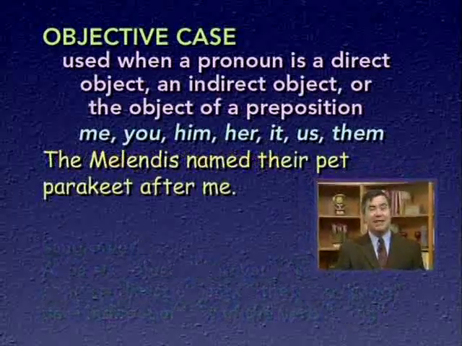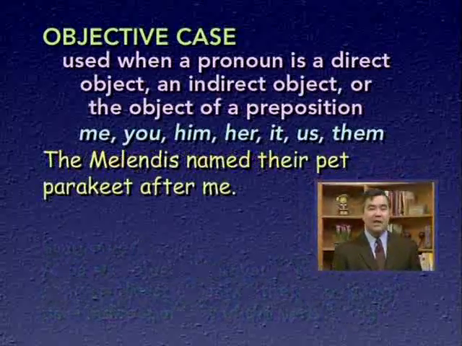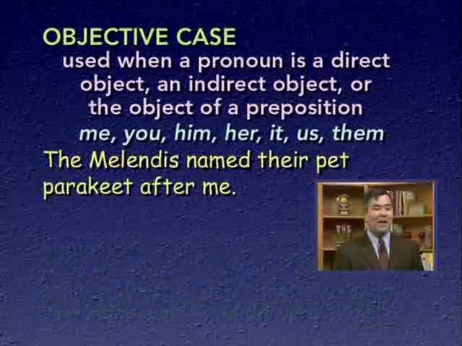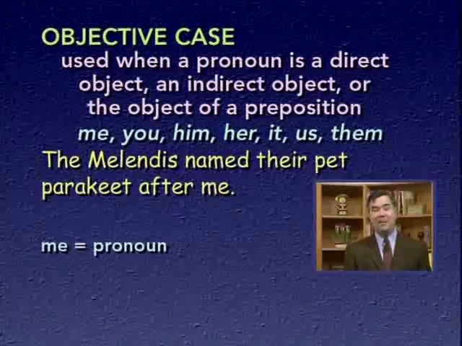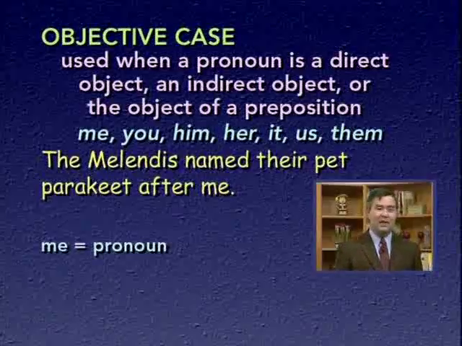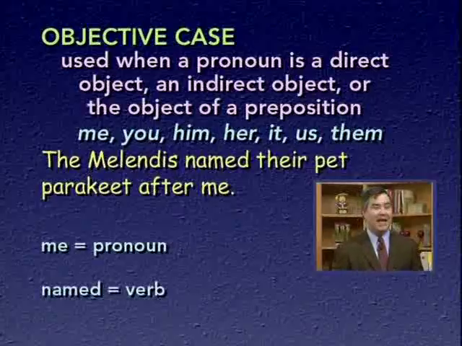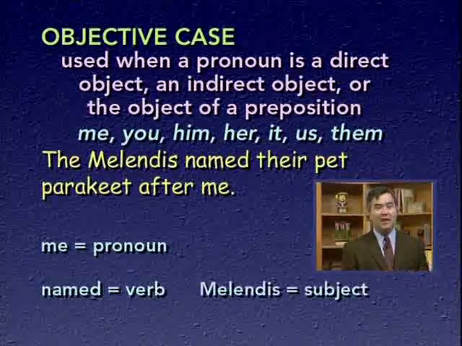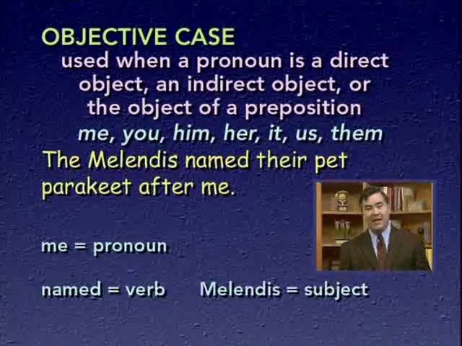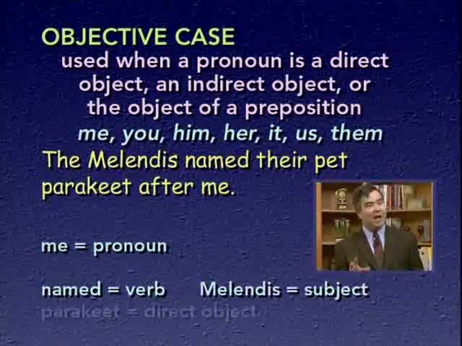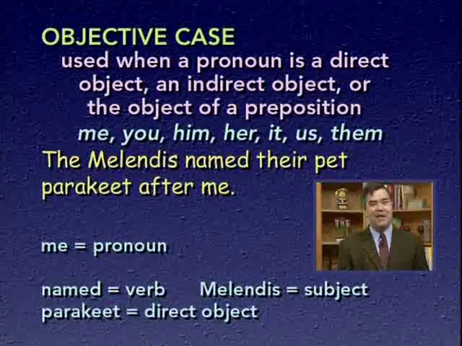And one more sample sentence. The Melendys named their pet parakeet after me. Here we have the pronoun me. What's the subject and what's the verb in this sentence? Well, the verb is named, and the subject is Melendys. The Melendys did the action described by the verb naming. Now, what's the direct object of named? The direct object is parakeet. That's who or what the Melendys named.